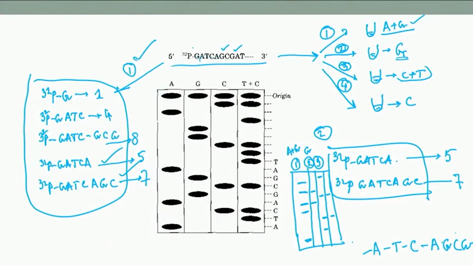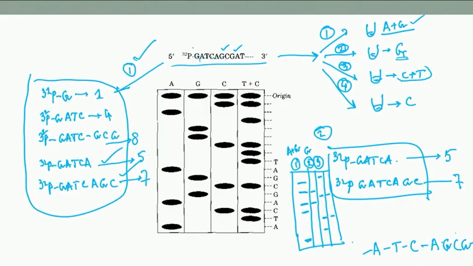Sometimes problems may be given the other way around, that without giving this one, we give the gel picture, and then from the gel picture you may be asked what is the sequence of the DNA. But reading the sequence is extremely easy. You just read from the bottom and go further up, and you get from the 5 prime to 3 prime, that sequence you will get.